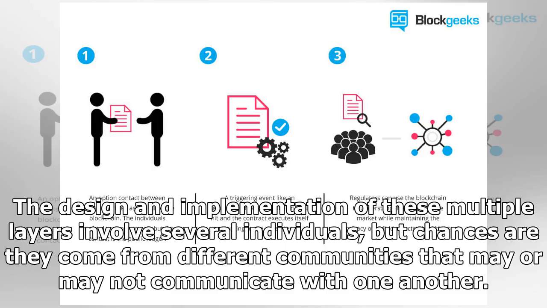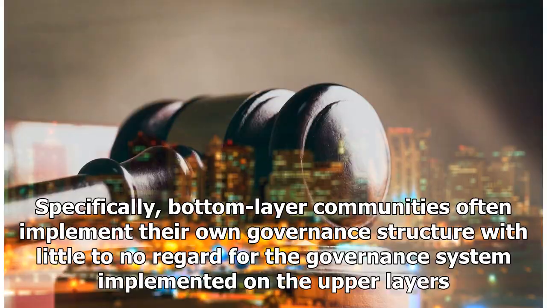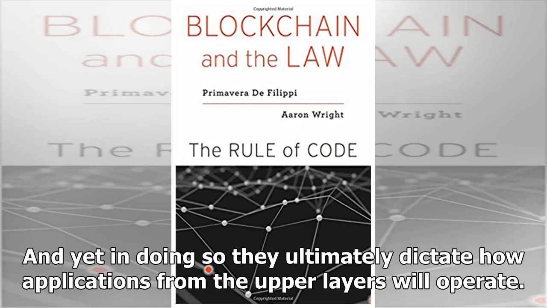The design and implementation of these multiple layers involve several individuals, but chances are they come from different communities that may or may not communicate with one another. Specifically, bottom layer communities often implement their own governance structure with little to no regard for the governance system implemented on the upper layers. And yet, in doing so, they ultimately dictate how applications from the upper layers will operate.